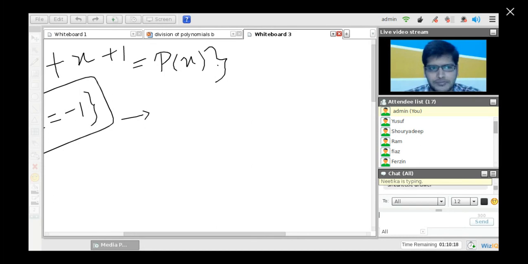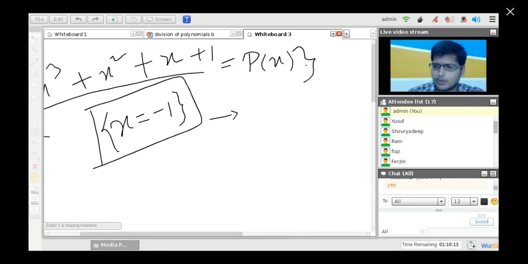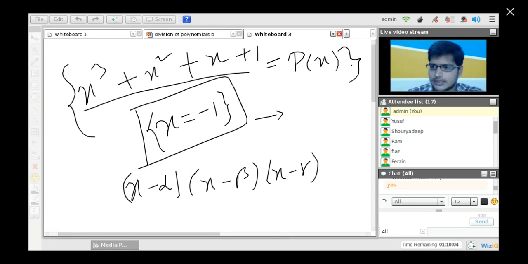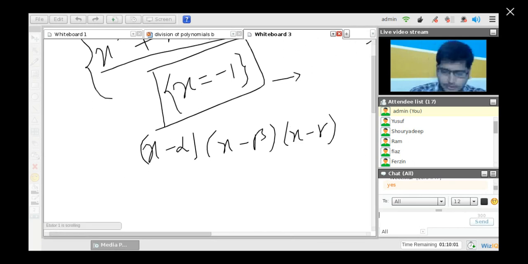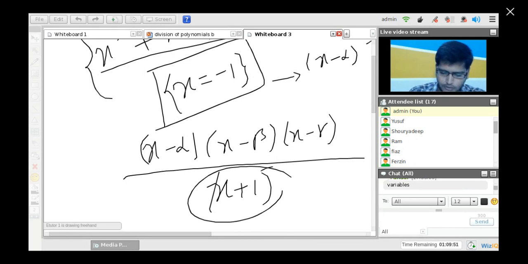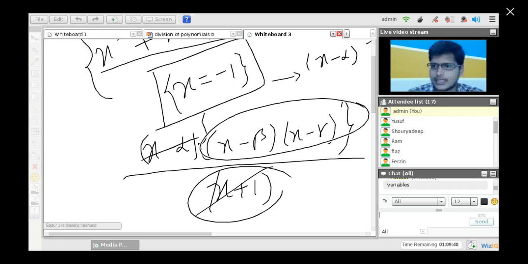Okay, so now let us see. See here, this cubic polynomial I can write as x minus alpha into x minus beta into x minus gamma, where alpha, beta, gamma are the three zeros of this cubic polynomial. And if you divide by x plus 1, x minus alpha is nothing but x minus of minus 1, which is x plus 1. So if you divide, one of the terms will get cancelled and you will be left with a quadratic polynomial. Now if you factorize this quadratic polynomial, you will get the other two zeros.